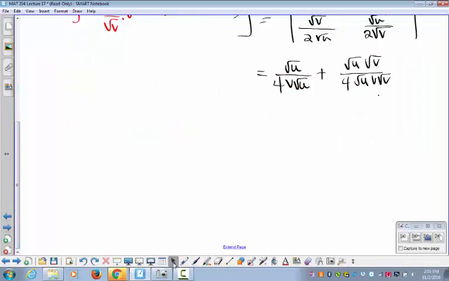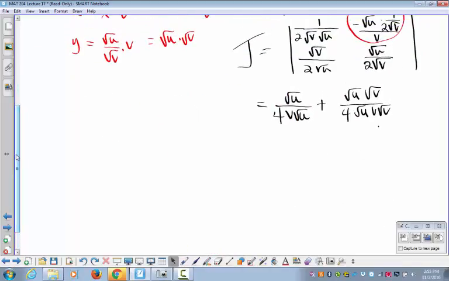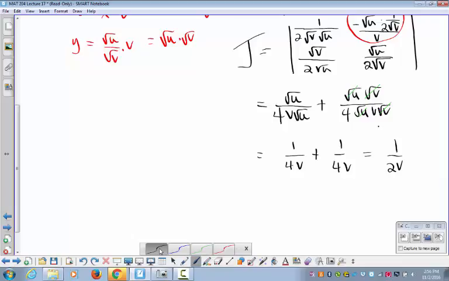So then our simplified Jacobian determinant is 1 over 4v plus, and on this guy, the root v's cancel, the root u's cancel, and it looks like just 1 over 4v. So that's 2 over 4v, which is 1 over 2v. So there is our Jacobian.